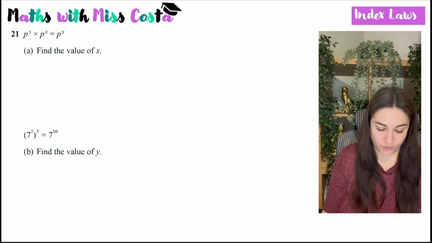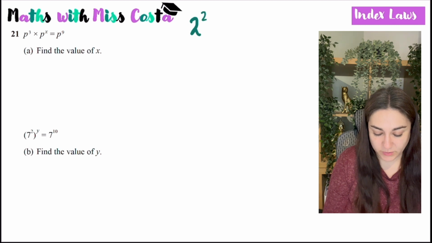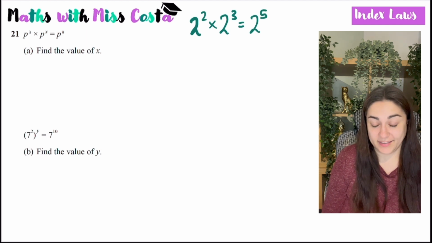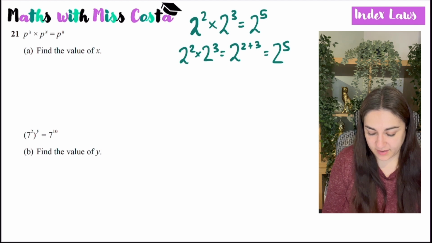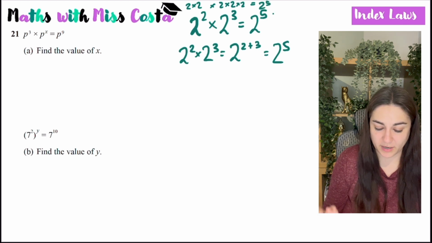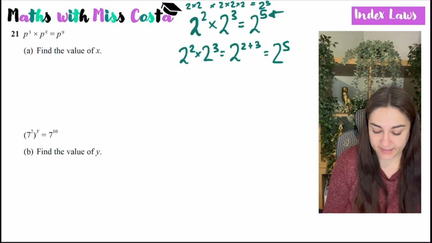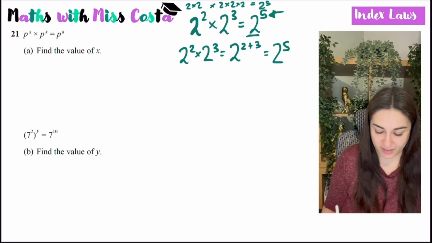Okay, over here we've got some index laws. So the key thing that we need to know is when we're multiplying indices, so let's say you've got 2 squared times by 2 to the power 3, that ends up being 2 to the power 5. But why does that happen? When I am multiplying indices, I always add the powers together. I mean, 2 squared means 2 times 2, 2 cubed means 2 times 2 times 2. So in total, 2 is being multiplied by itself 5 times. That's what this little power means. It means how many times your base, the big number, is being multiplied by itself.